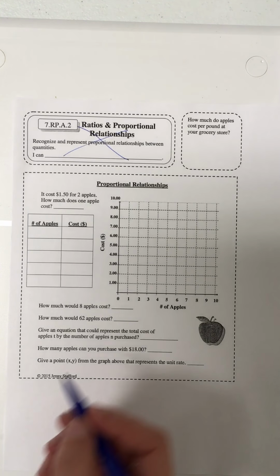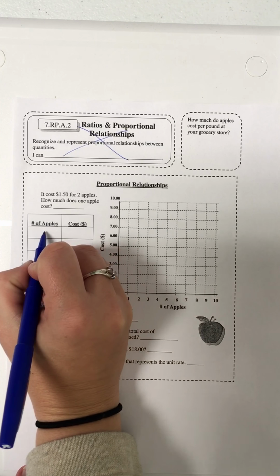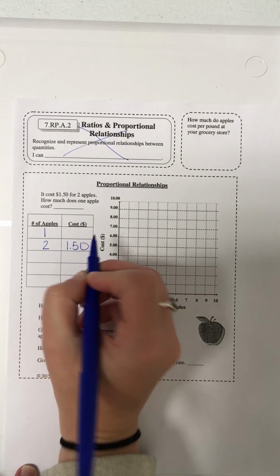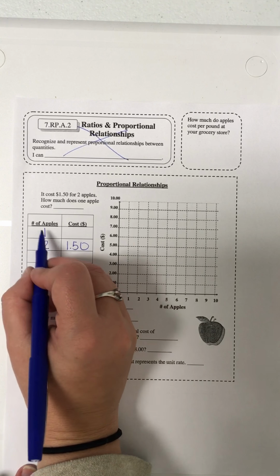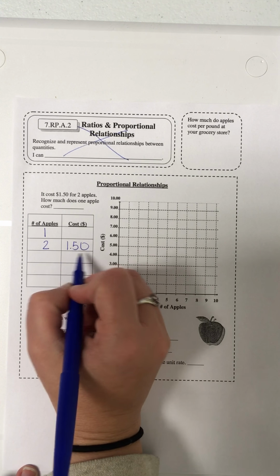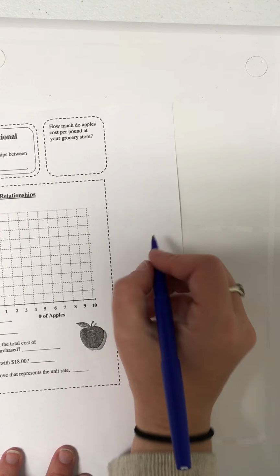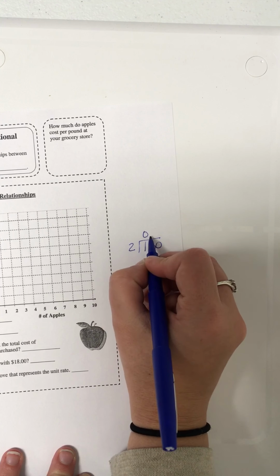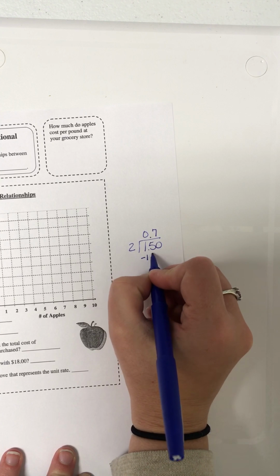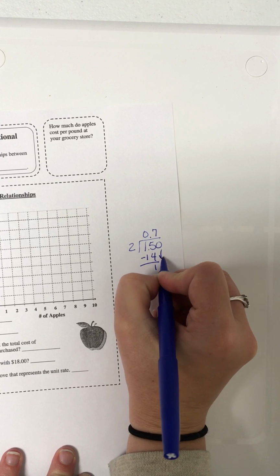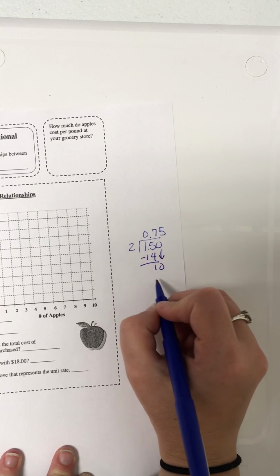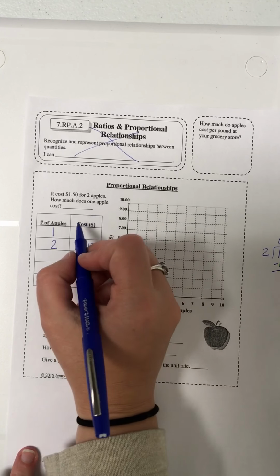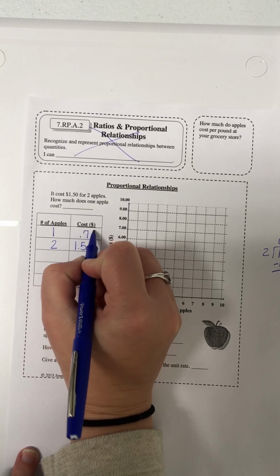So we need to fill out our table here. We want to know for 1 apple, but we know for 2 apples. So obviously, if 1 apple is half of 2 apples, then we're going to take half of $1.50. So $1.50 divided by 2 would be 75 cents. So 1 apple costs 75 cents.